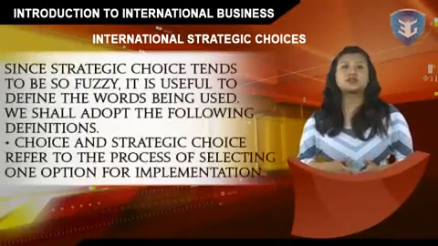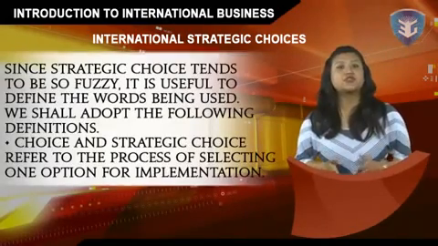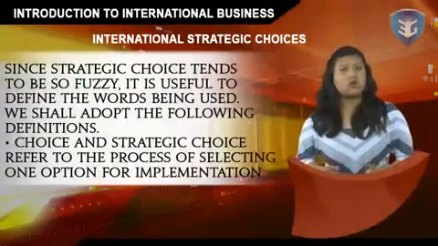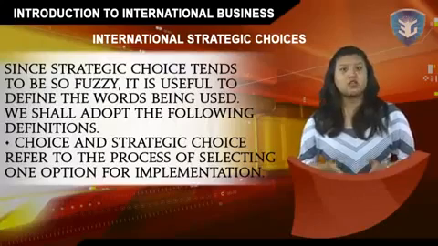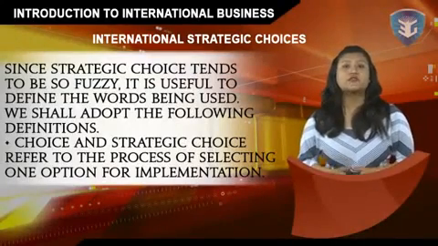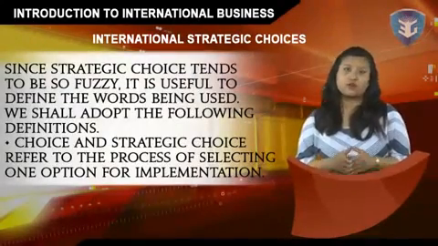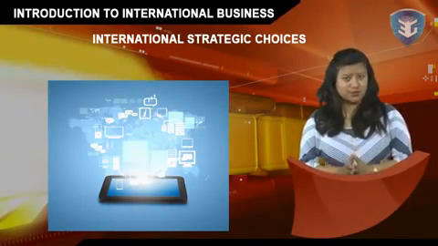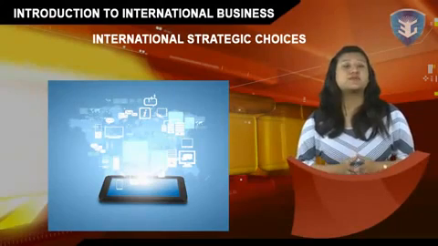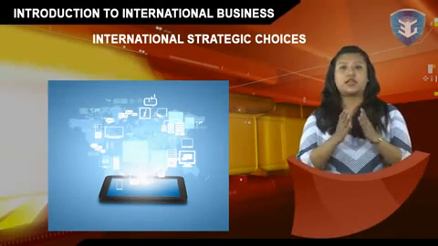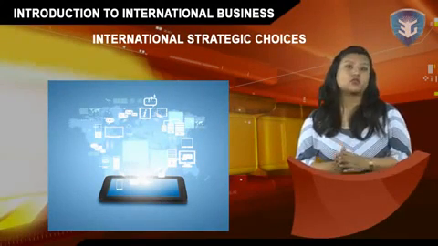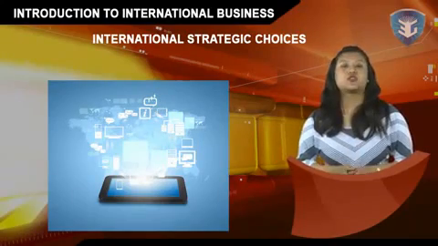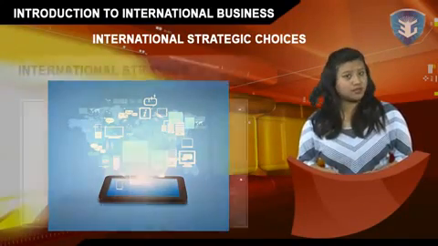Since strategic choice tends to be so fuzzy, it is useful to define the words being used. We shall adopt the following definitions. Choice and strategic choice refer to the process of selecting one option for implementation. An option is a course of action that it appears possible to take. The simplest form of choice is therefore between taking an option and not taking it, doing it or not doing it. Most choices have more shades of possibility than this.